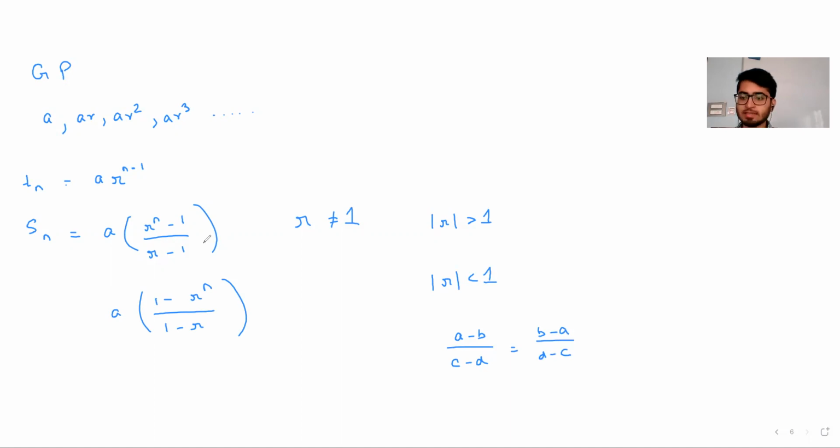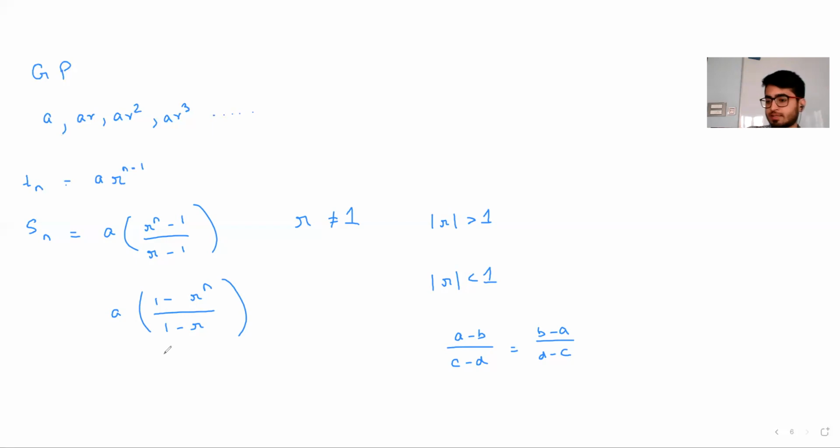The only reason why your teachers or professors might have explained two formulas beforehand is that we always try to make everything positive. So if mod r is greater than 1, or more precisely, if r is strictly greater than 1, in that case this term would be positive. So we have positive in the numerator, positive in the denominator, which is something we are more comfortable with. And if r is less than 1, in that case 1 minus r to the power n is going to be positive. So both are exactly the same.